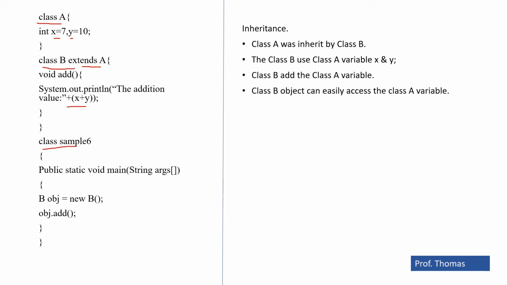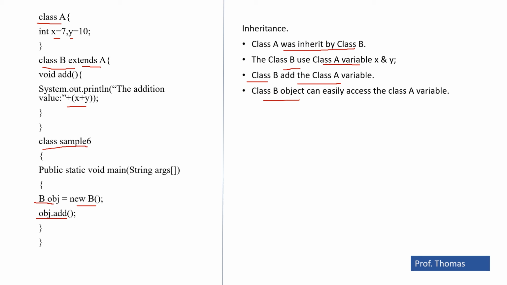Now we have the main class Sample6. We created an object for B. Object dot add. We just print the addition of x plus y. The class A is inherited by class B. The class B uses the class A variables x and y because we inherited with the extends keyword. If not, we cannot use x and y.